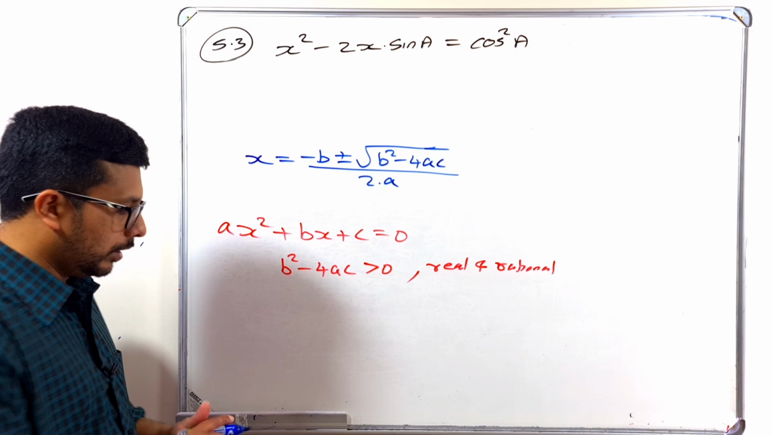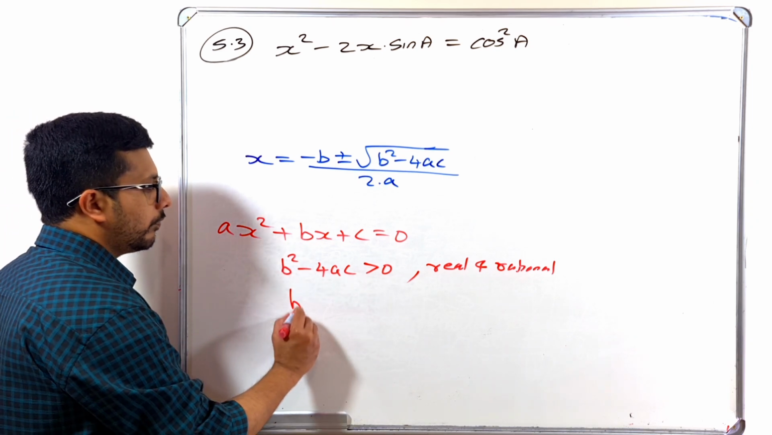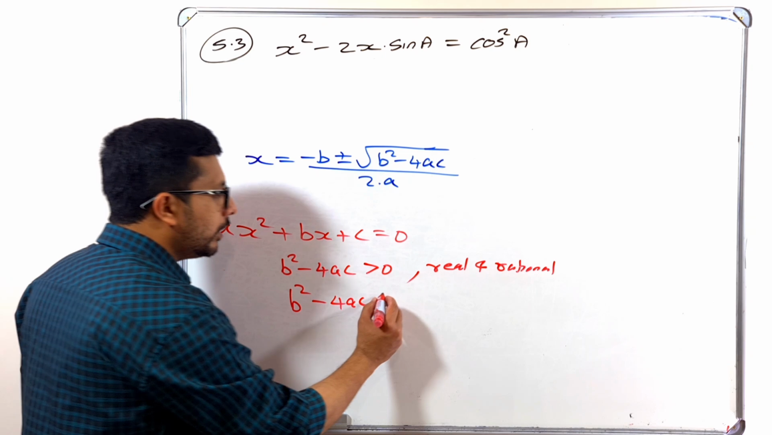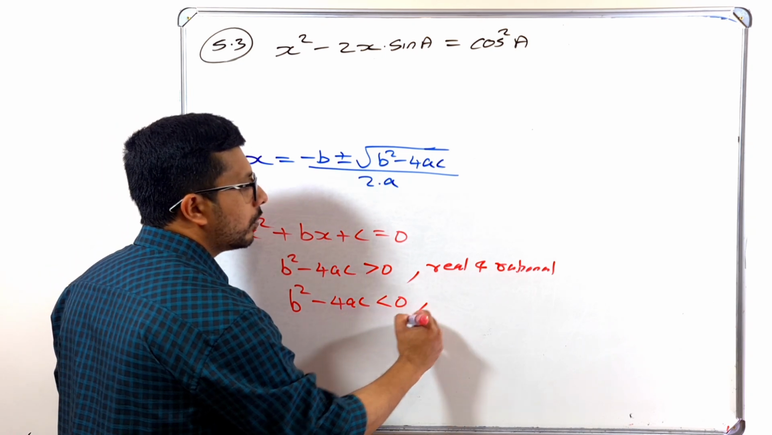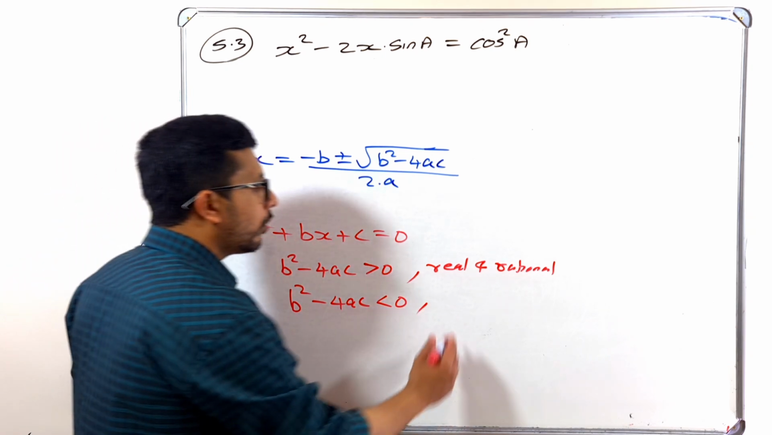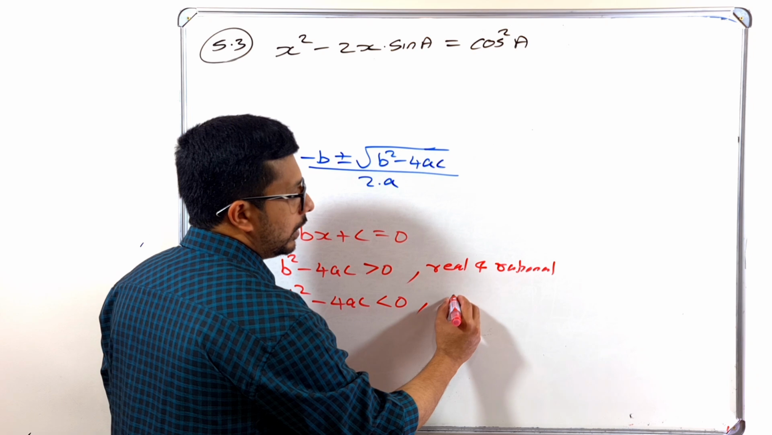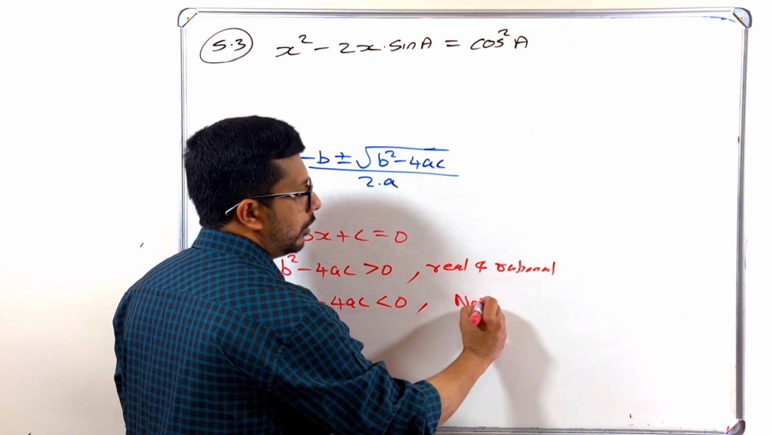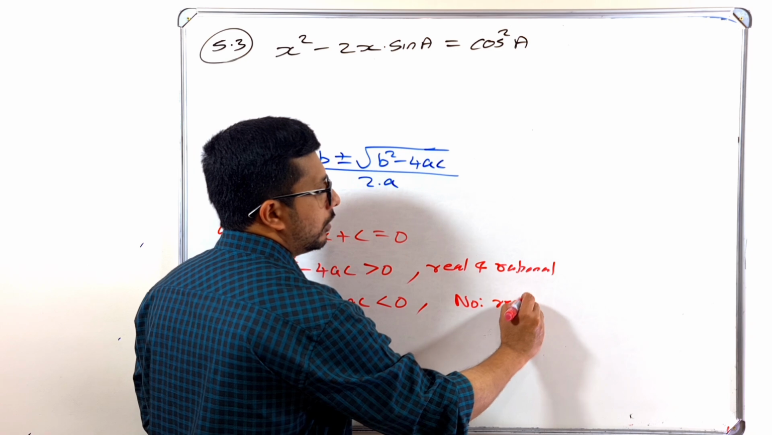And when you try to find the value of b squared minus 4ac, in case it is less than 0, then there is no real solution. No real solution.